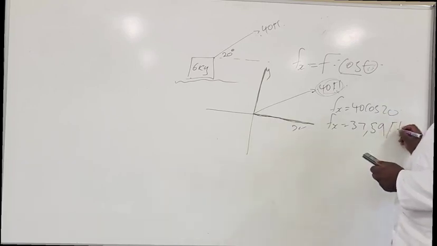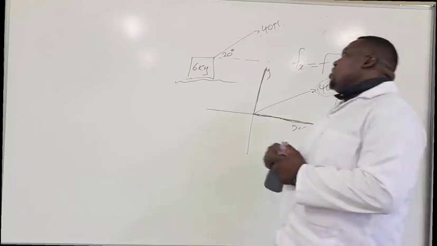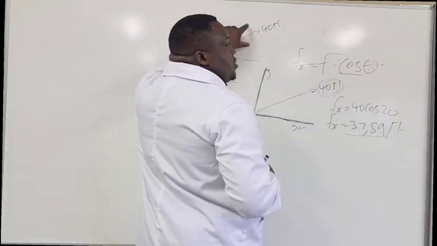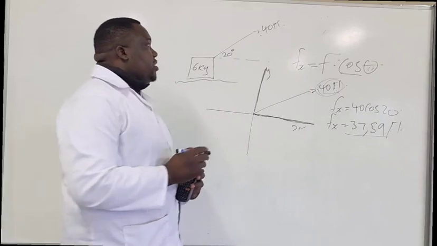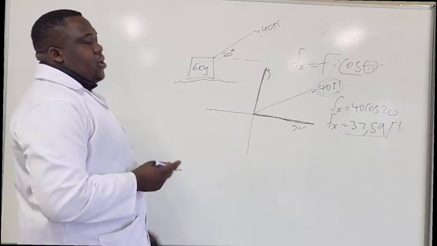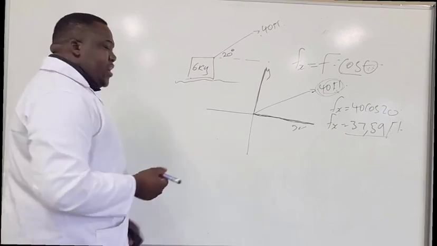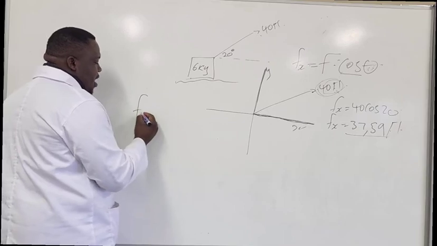37,59 Newton. So it means that the x component, the horizontal component of this 40 Newton is what? 37,59. Then what about the vertical component, which is the what?